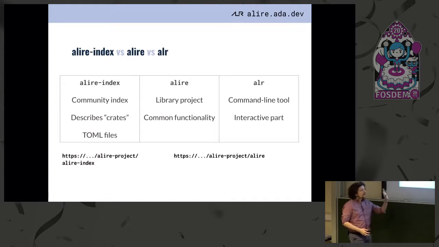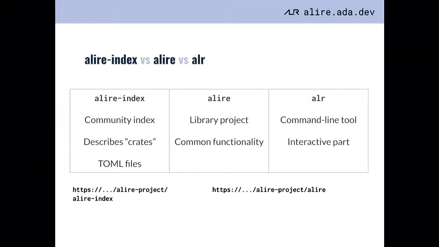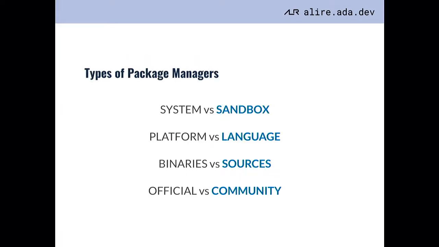Then we have two ADA projects that for now live in the same repository. I guess at some point they will have to split, but for now we have a library component that could be used maybe to create a nicer interface. And then we have the command line tool that, in the spirit of other tools like Git and so on, is a three-letter command. I find myself sometimes mixing the Git and Alire commands already. And well, that's a note about terminology.